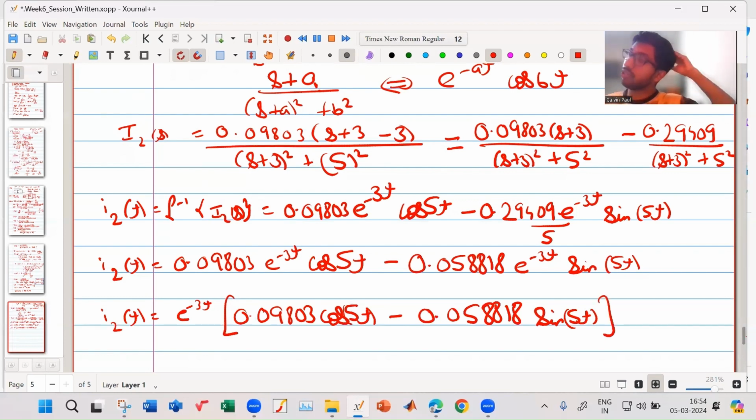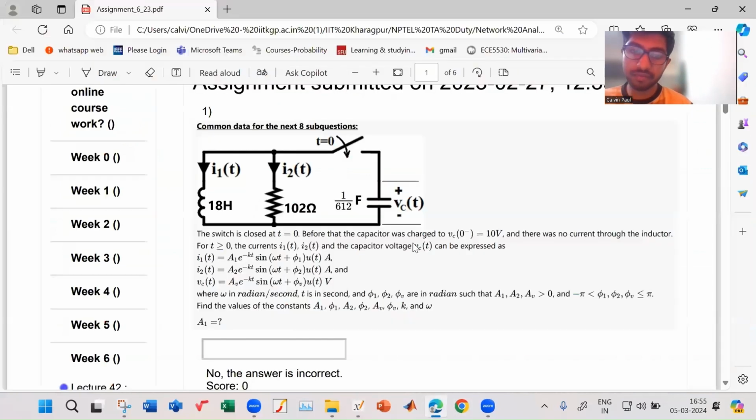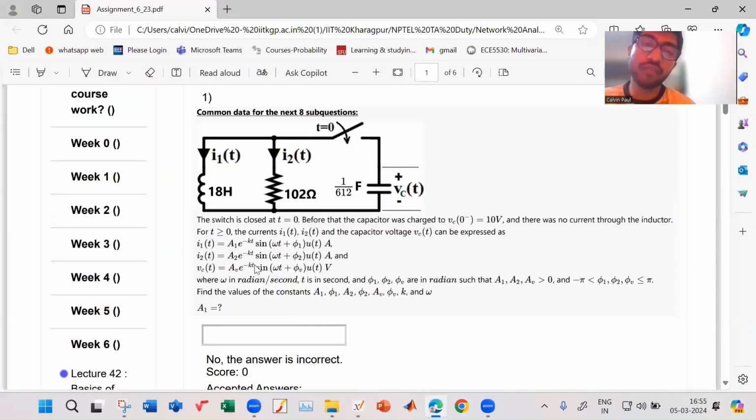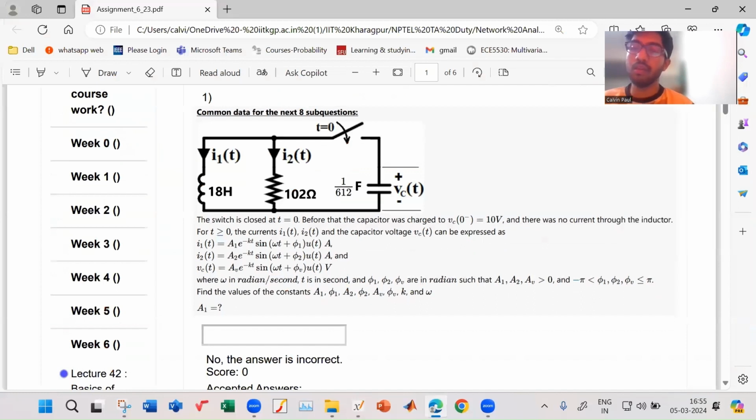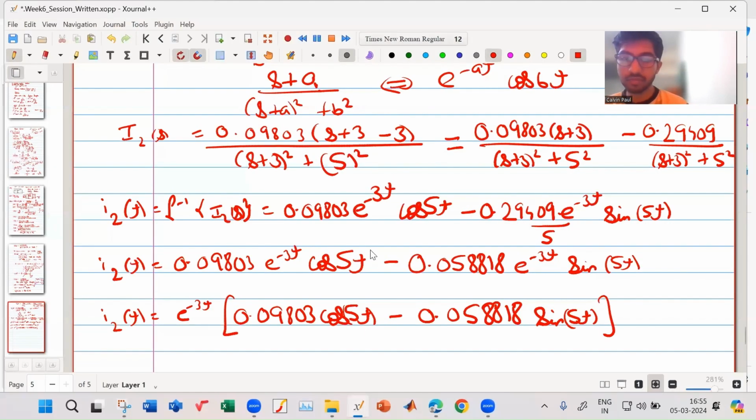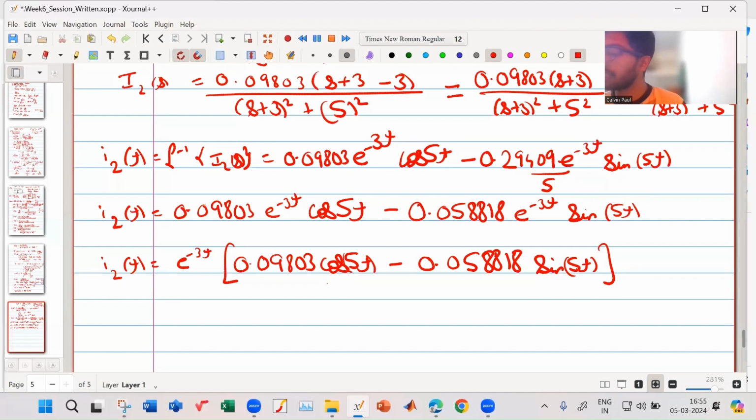Okay, so have we found a solution? Yes, we have found a solution in one form, but in our question they want the solution to be in the form of sine. So we want it to be in the form of sine. What we do is convert this cos into sine. So how can we do that?